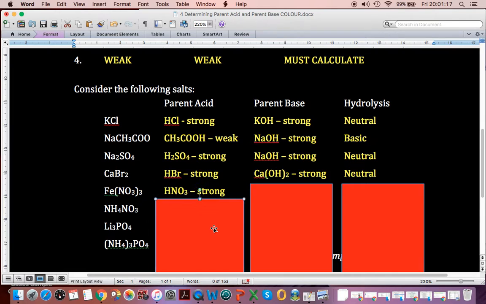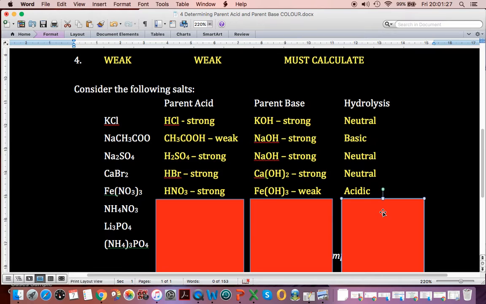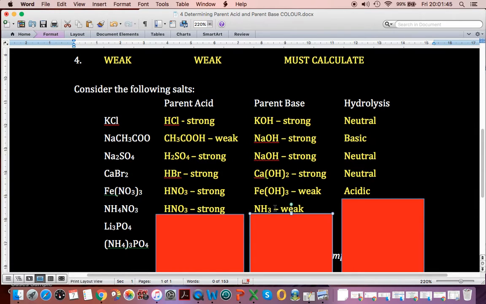Next piece, the nitrate, strong, HNO3, the iron. Here we have a weak base. So overall, this will be able to hydrolyze as an acid, in large part thanks to the iron being able to donate a proton because it has water in its structure. We look at ammonium and we look at nitrate. Well, we know what nitrate is. We just had it. And now we look at ammonium and ammonia. Ammonia is a weak base, and so this will hydrolyze as an acid. The NH4+ can hydrolyze.